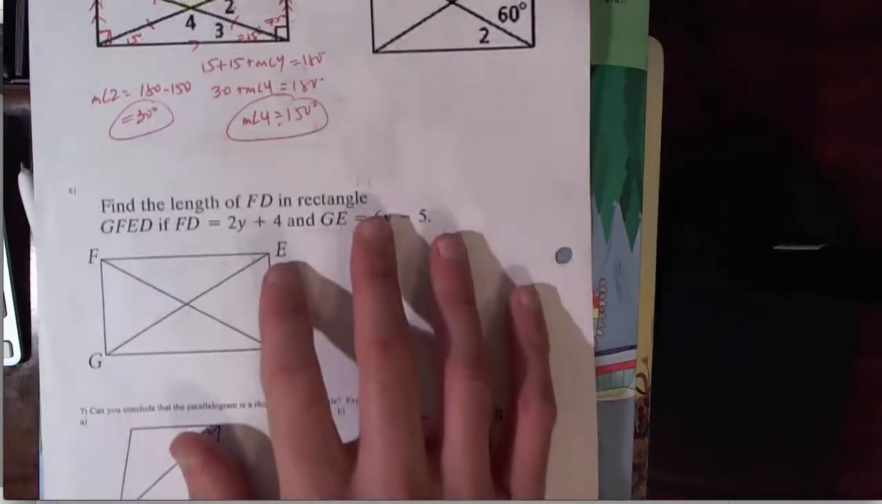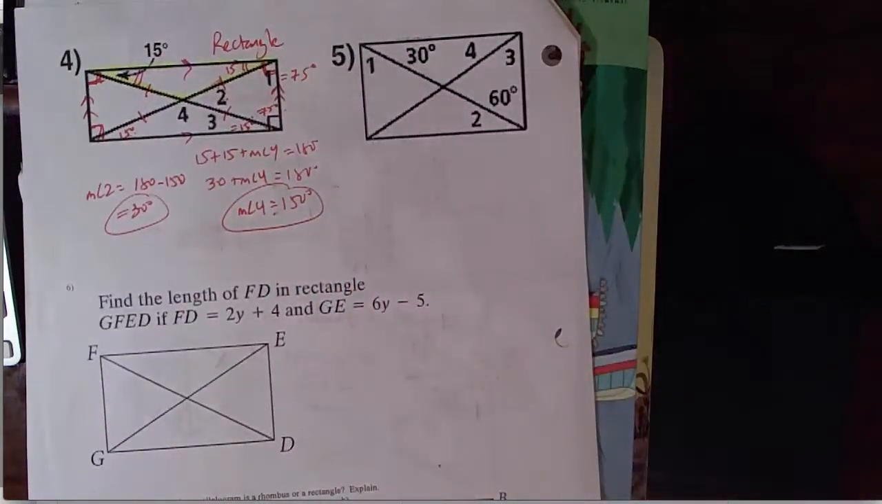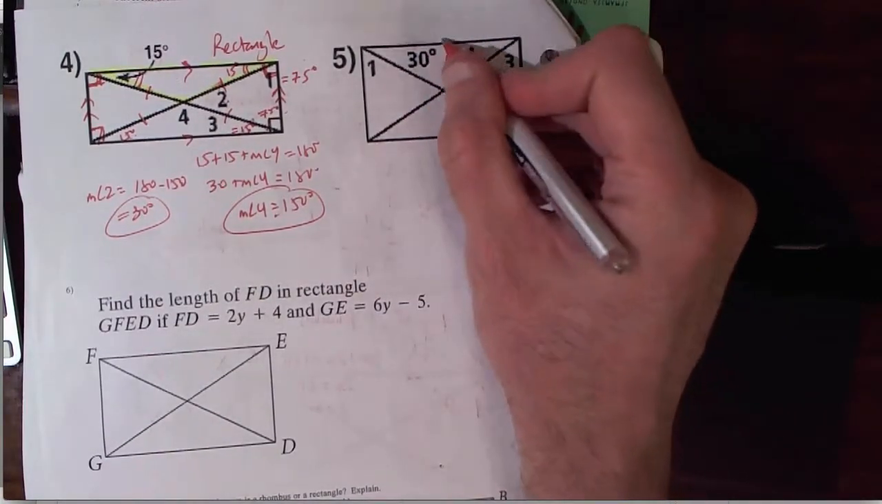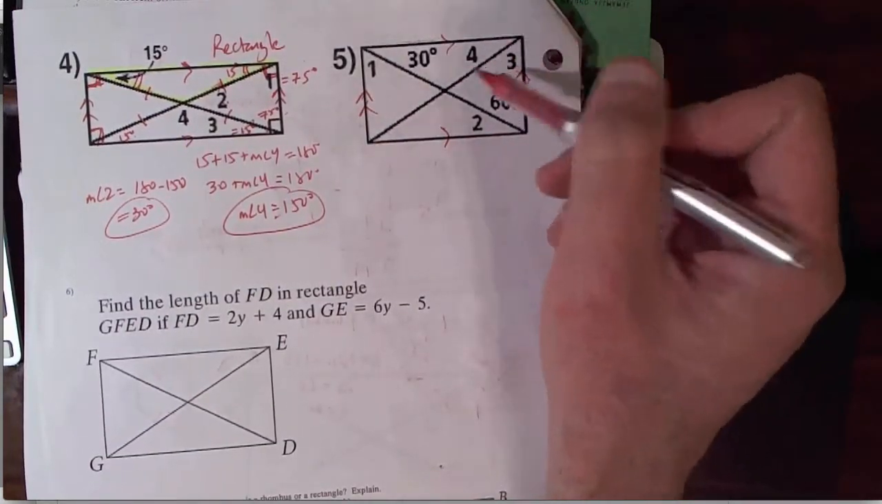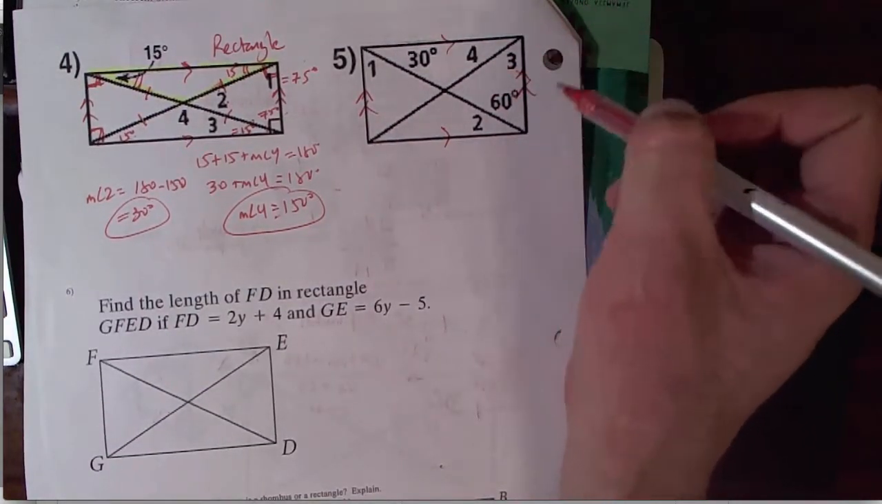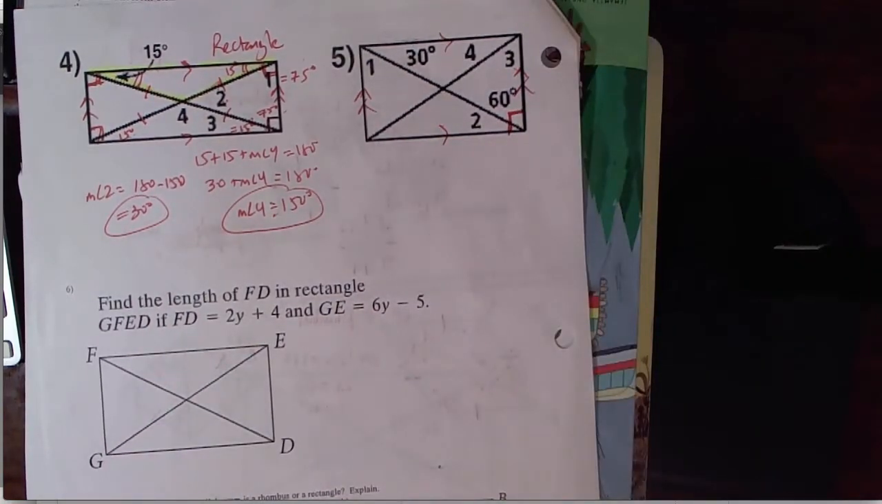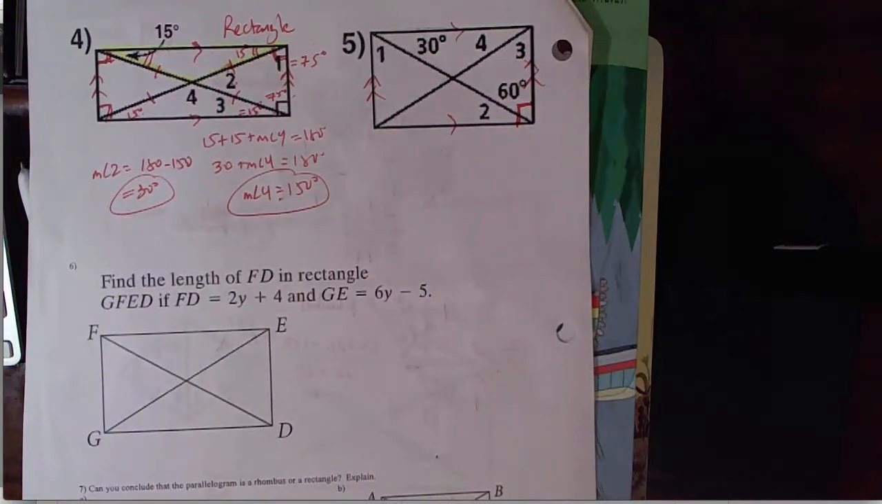Okay, so you go ahead and try number 5. Again, this is a rectangle because this is a parallelogram. So think to yourself, you know it's a rectangle because you can say that this is 90. Think about why you can say that. So see if you can figure out the rest of these guys. Okay, and then we'll try number 6 after this.